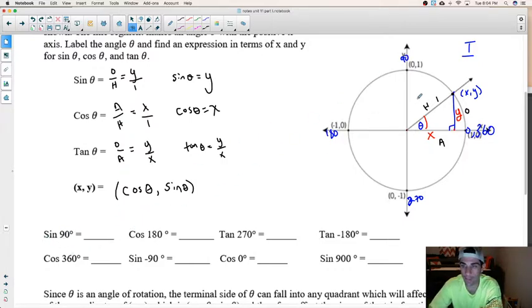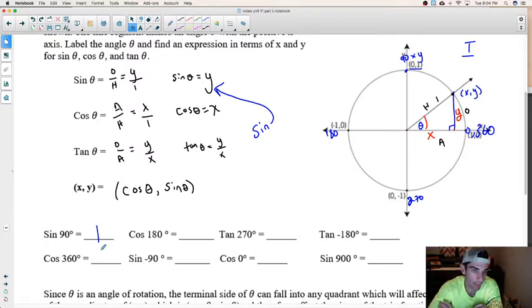So if I'm saying the sine of 90 degrees, well, 90 degrees is right here. I'm at point 0, 1. Now, we just learned that the sine function is the y value. So what is the y value in the point at 90? 1. That's how this goes.